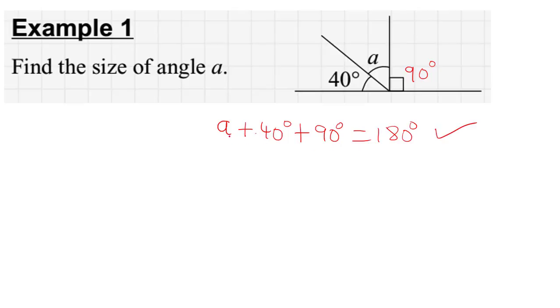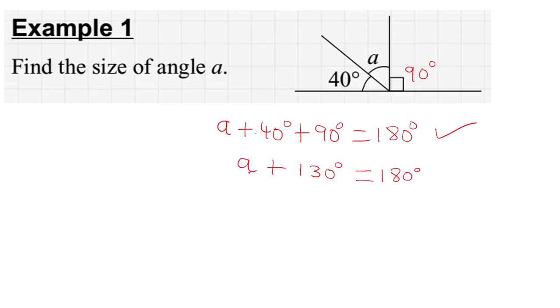Now the next thing you need to do is to simplify the like terms. So here I've got 40 and 90 being the like terms, the numbers, and A is basically on its own. So I've got A there, and I've got 40 plus 90, which is going to be 130. Okay, now that should still give me 180. So you're just basically simplifying.